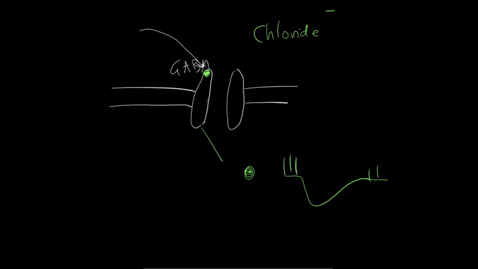So this is looking at it from the side. If we look from above, we find that this channel is made up of 5 subunits in a ring. And each subunit can be alpha or beta, etc. subunit types. Most important ones being alpha and gamma.